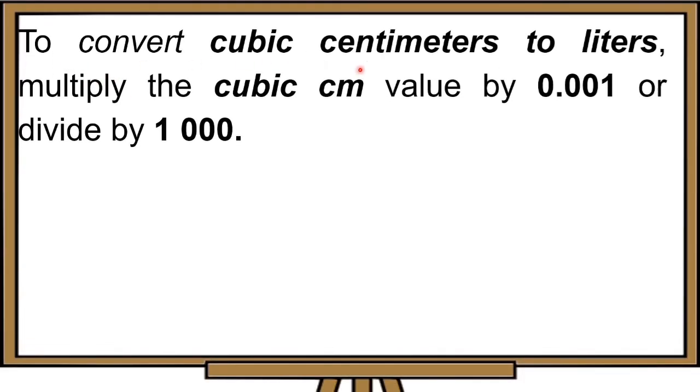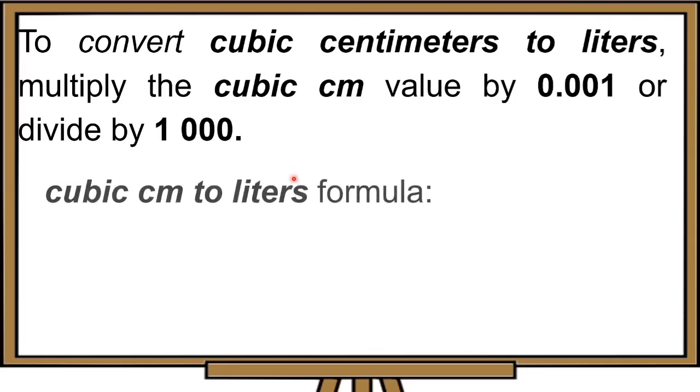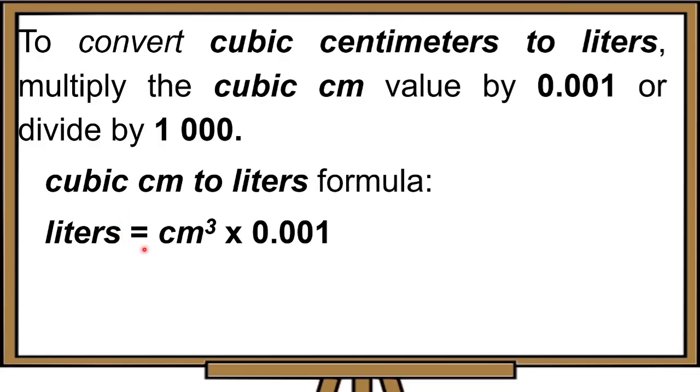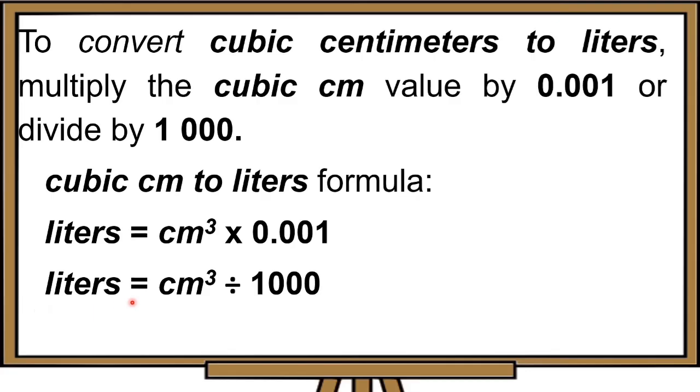To convert cubic centimeters to liters, multiply the cubic centimeter value by 0.001. So the spelling of thousandth here is 1,000 and then TH sa dulo. Or you divide it by 1,000. So cubic centimeter to liter formula is liters is equals to cubic centimeters times 0.001, or liters is equals to cubic centimeters divided by 1,000.